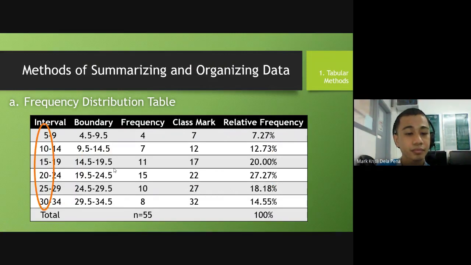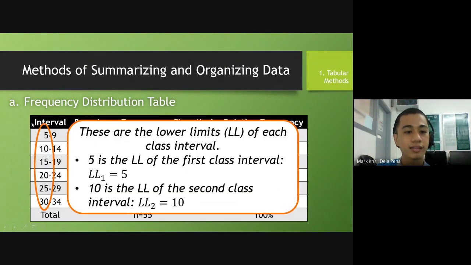Under the interval, we have the lower limits and the upper limits. These numbers here are your lower limits. So 5 is the lower limit of the first class interval. 10 is the lower limit of the second class interval. 15 is the lower limit of the third class interval, and so on.